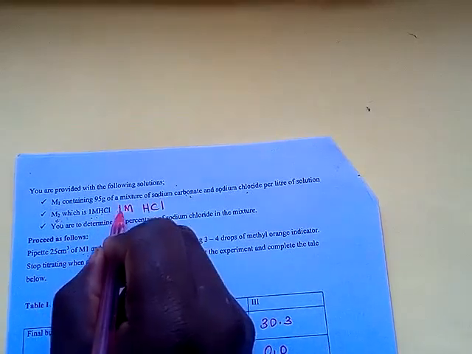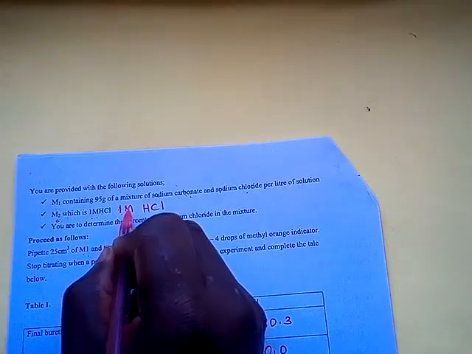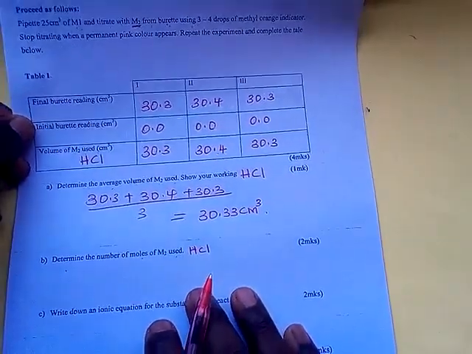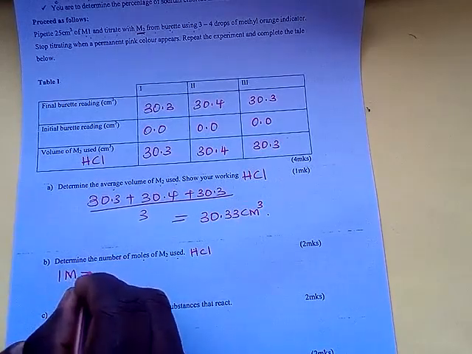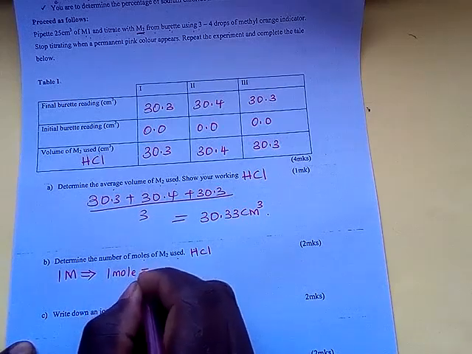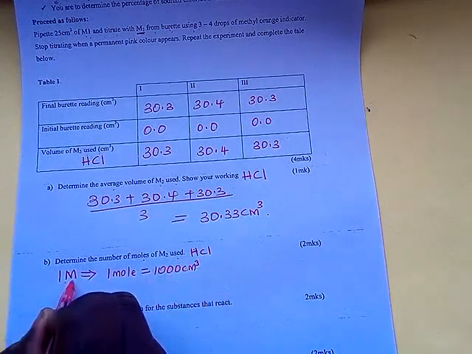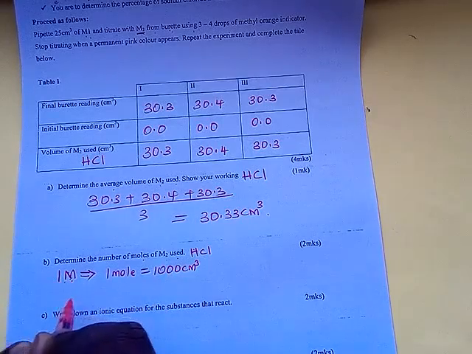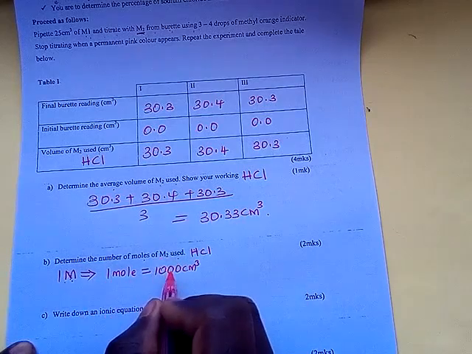Meaning that 1 molar means 1 mole, which is the number of moles in 1,000 centimeters cube. So 1 capital M implies 1 mole, which is equal to 1,000 centimeters cube. What is a molar solution? A solution that is prepared in 1 liter. So that is our liter, 1,000 centimeters cube.